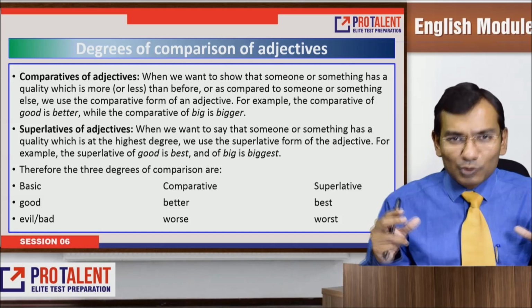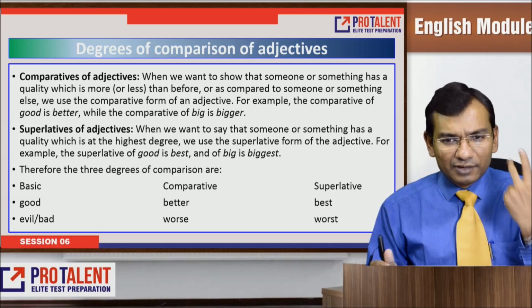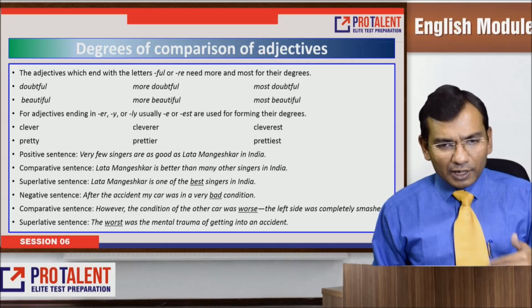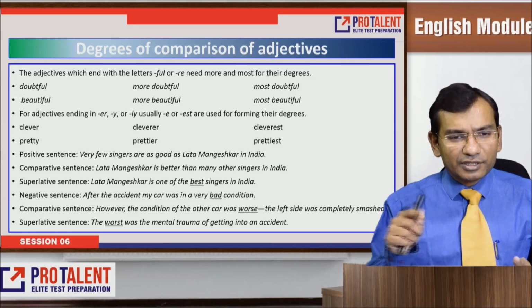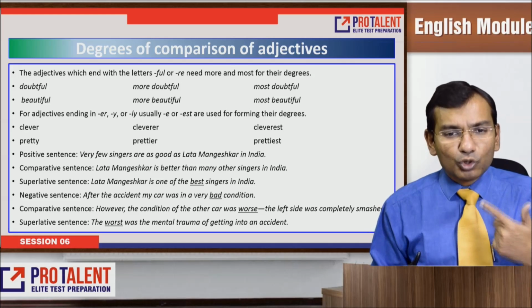Okay, so I'm sure you are aware about this 3 part. One is positive, second is comparative, third is superlative. Let's take few more example. Okay, about adjective, like they come with full. So doubtful, so it comes more doubtful and most doubtful.